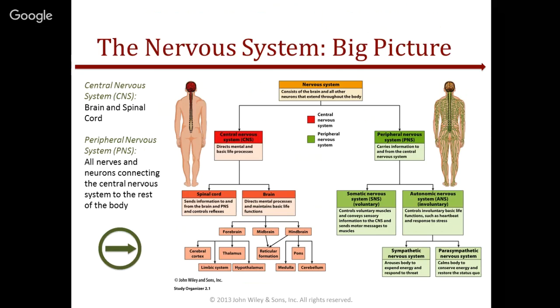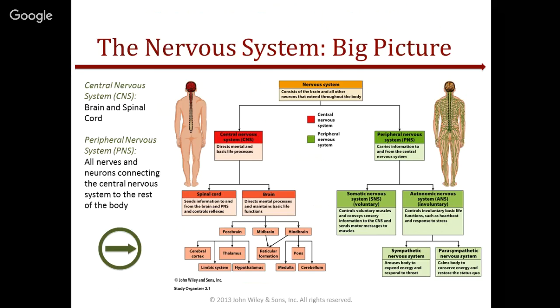So the nervous system. For your test, I do want you to know the differences between your central nervous system and your peripheral nervous system. So your central nervous system is a part of your brain and your spinal cord alone, while your peripheral nervous system is all the nerves and neurons connecting outside of your brain and your spinal cord.